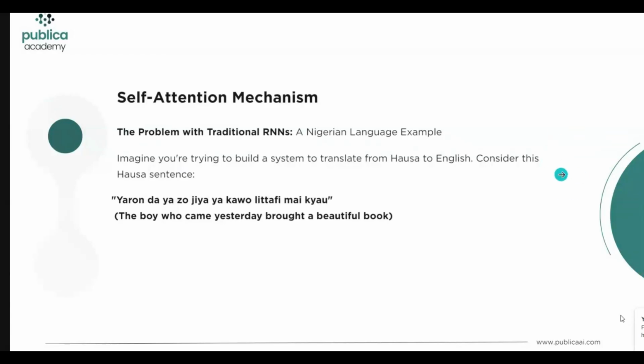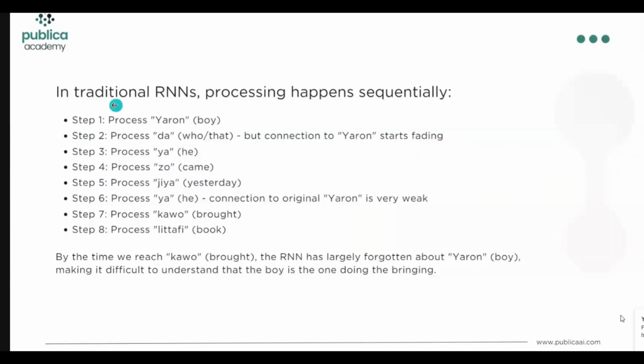Are we here? Hello. Are we still in class? Okay. So here now, they say in traditional RNN, please pay attention, I beg you. In traditional RNN, processing happens sequentially. Step one, it processes Yaro, that is boy. Step two, da, who or what. But the connection to Yaro starts fading.